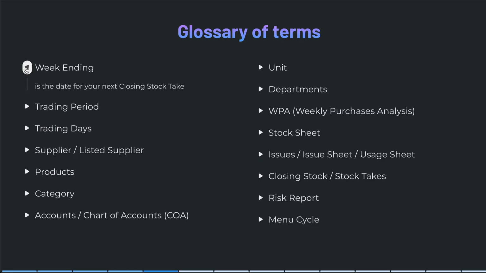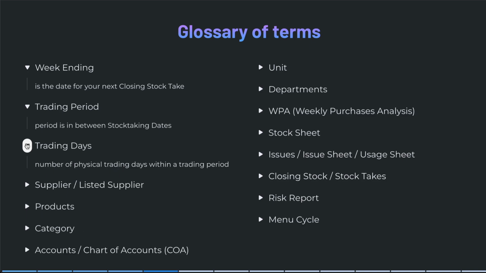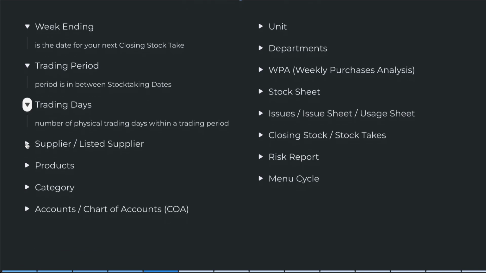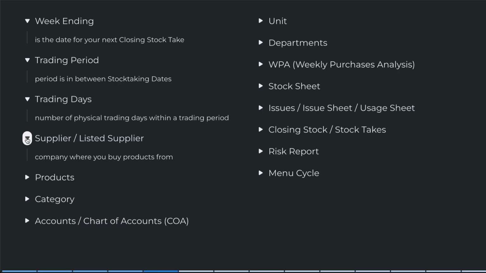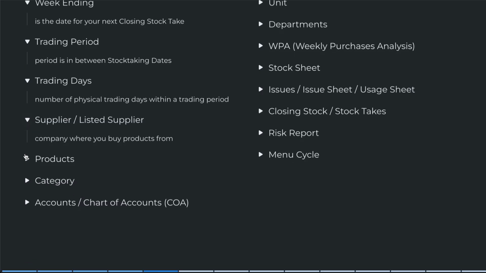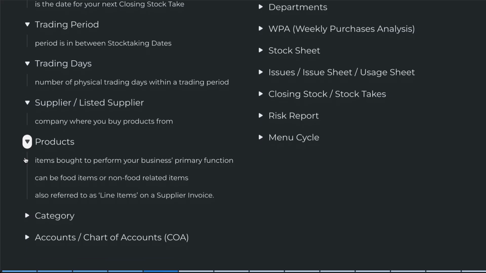Week ending. This is the date for your next closing stock take. Trading period, the duration between stock-taking dates. Trading days, the number of physical trading days within a trading period. Supplier, or listed supplier, the company where you buy products from. Products. These are the items bought to perform your business's primary function.